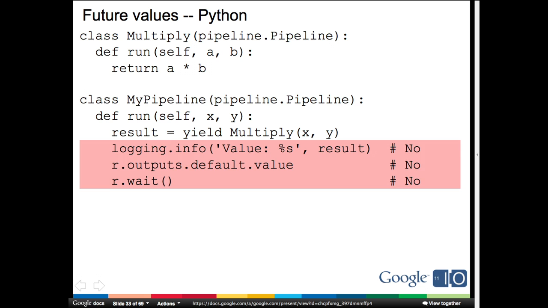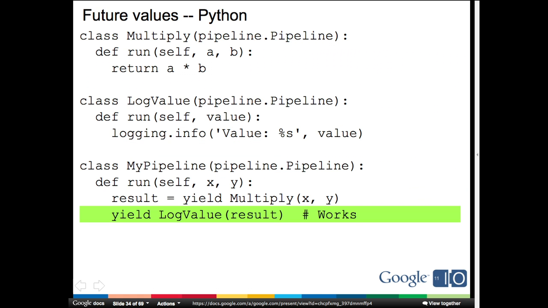So with future values, when you call yield multiply and get back a result, you can't access it right now. It'll raise an exception. You can't grab the value, and there's no way to actually wait for it. The function's not even defined. But what you can do is create another child that reads the result. You can create a log value job that will log a value that's passed to it, and then pass a future to that pipeline. Really simple idea. So essentially, anything that's passed into your run method, you can access. That's the gist of this.